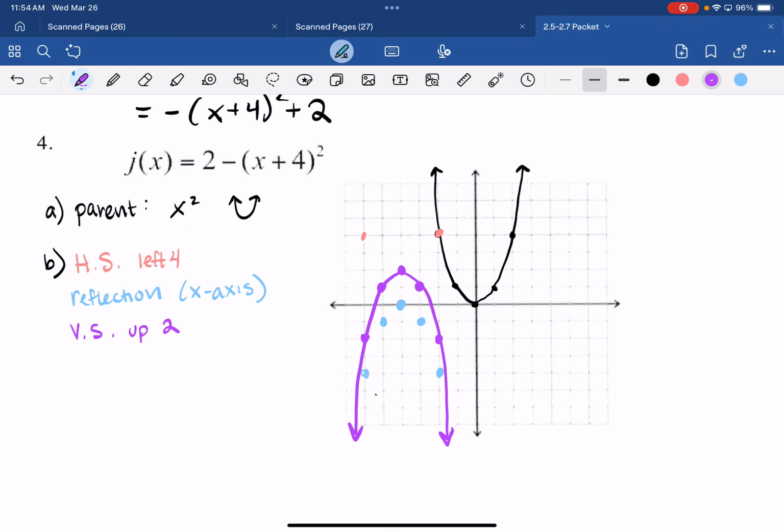Typically I would have made tomorrow our 2.5 work day, and then we would have done 2.6 on Friday. But I figured half day before break, we don't want to do notes. So we're going to do 2.6 notes tomorrow. So know that you'll get a lot more practice with 2.5 on Friday.